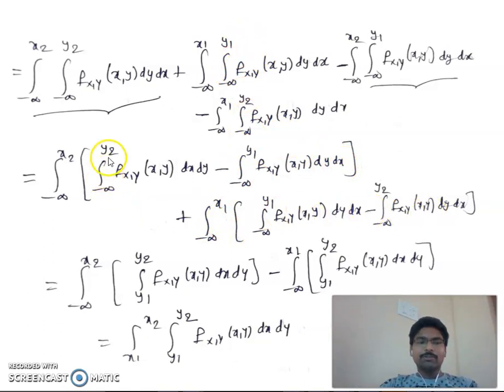So from here, minus infinity to y2 minus minus infinity to y1 is the area under y1 to y2. So I am simplifying this as the integral y1 to y2 of fx,y of x, y dx dy. Similarly, inside this term also it simplifies as y1 to y2 of fx,y dx dy. Again I am simplifying this one. These two are common in these two terms, taking that common, and it is nothing but the area under x1 to x2, integral y1 to y2 of fx,y of x, y dx dy. So this is the property of the joint density function. Thank you.